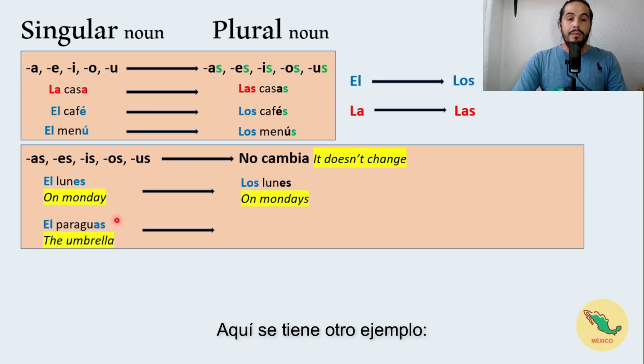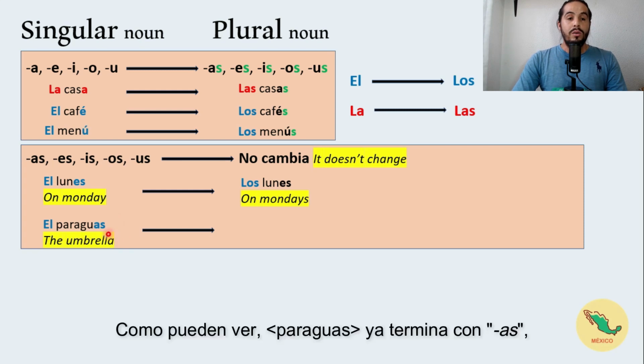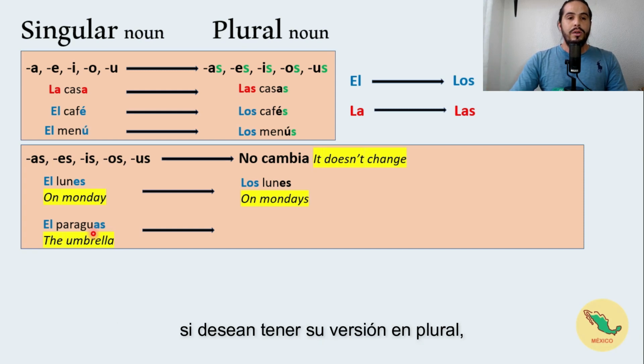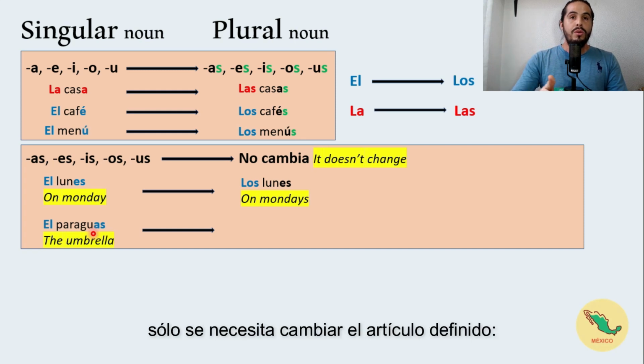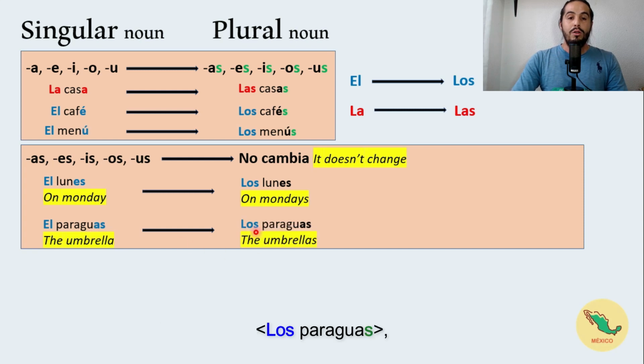Here you have another example. You have el paraguas. El paraguas, which means the umbrella. As you can see, paraguas already ends with as. So if you want to have its plural version, you only need to change the definite article. So you get los paraguas, which means the umbrellas.